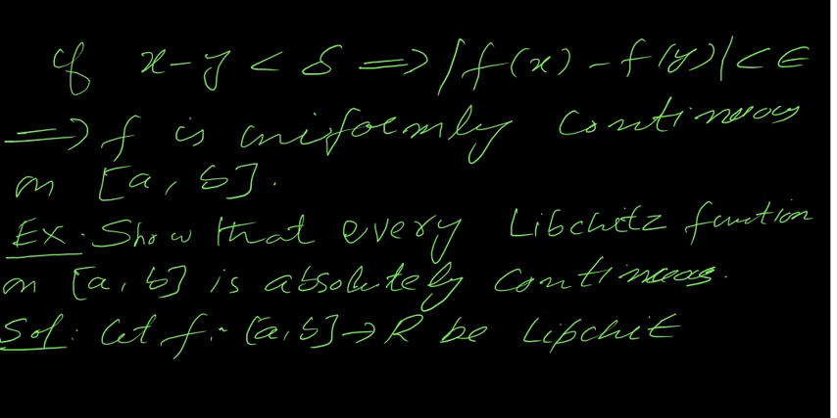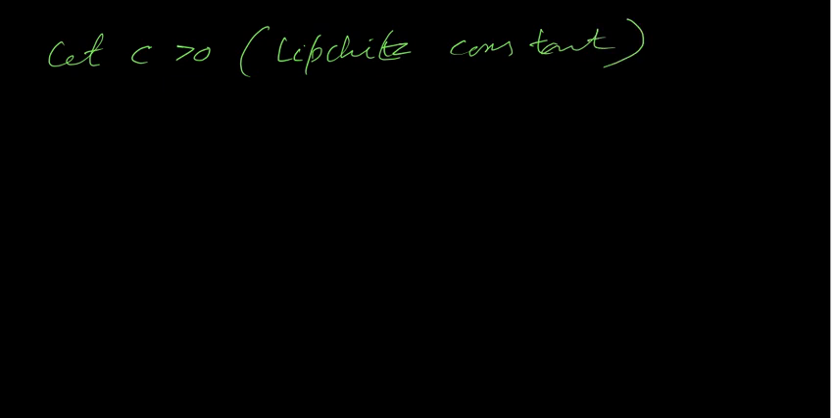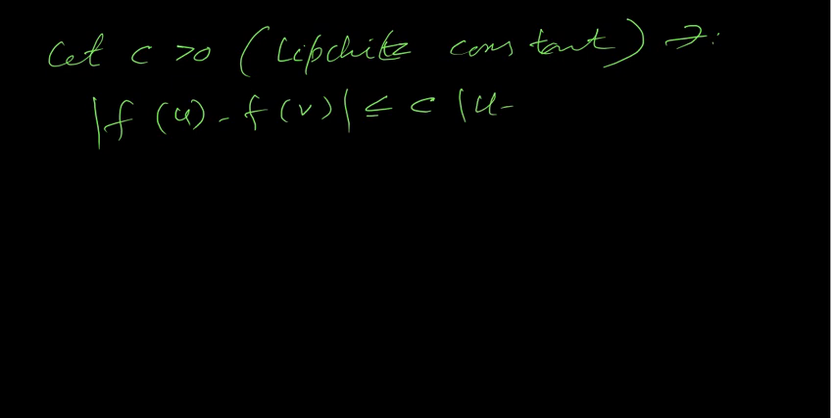Then we can find a positive constant C, which is called the Lipschitz constant, such that mod of f of u minus f of v is less than or equal to C times mod of u minus v for all u, v belonging to the interval AB. So this is the definition of a Lipschitz function actually. Now we show that f is absolutely continuous.